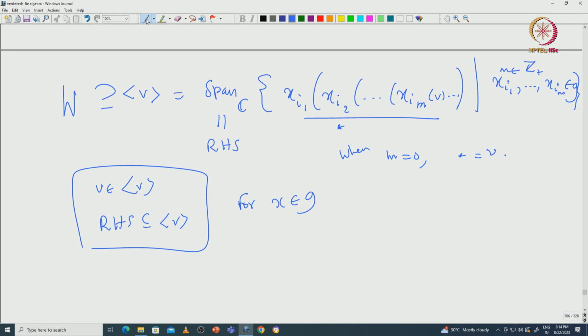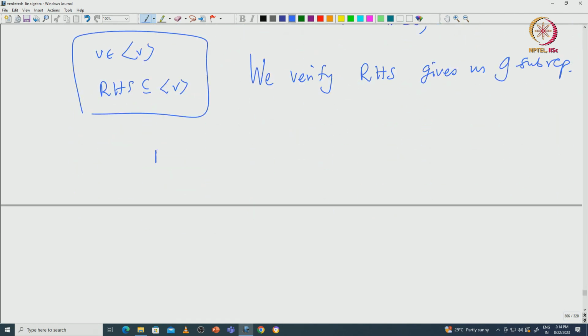So, we will check. Let me write properly. We verify the right hand side gives us a G sub-representation. Okay. So, you start with this right hand side, take some W in this, and then for any x in G, what we need to verify? We need to verify x dot W should be in this right hand side.